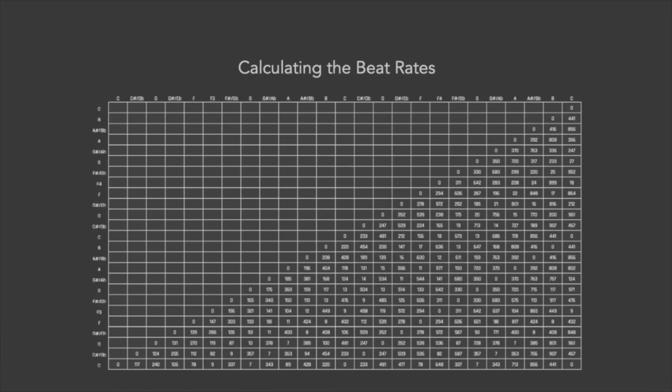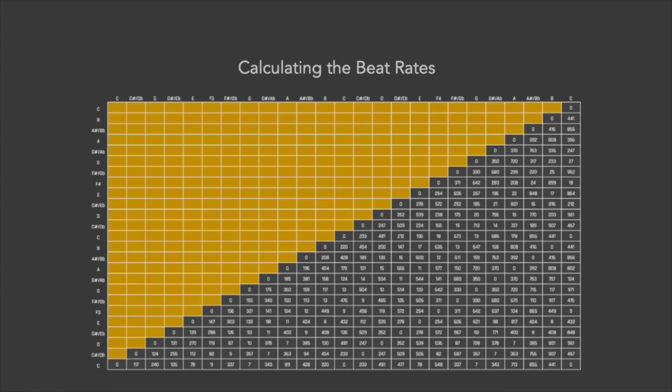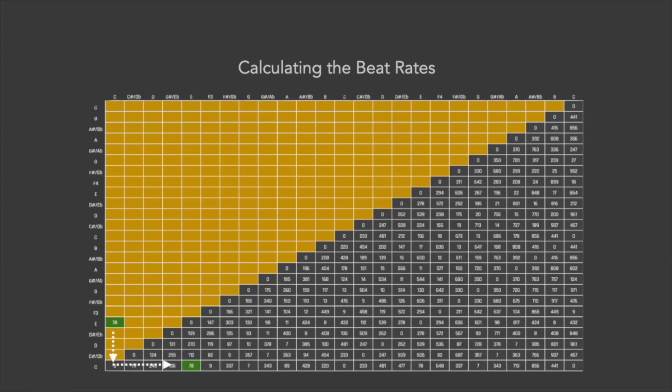After running these calculations on every interval in the octave above and below middle C, we end up with the chart that you see before you. There are a couple things to notice here. For one, the chart is divided along the diagonal. This is because it doesn't matter which note you start on when calculating the beats for an interval. The outcome is the same, so there is no point in calculating the same thing twice.